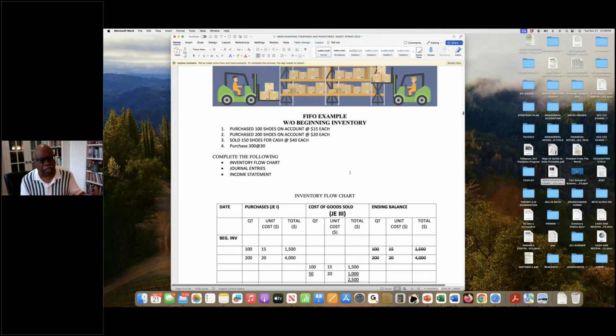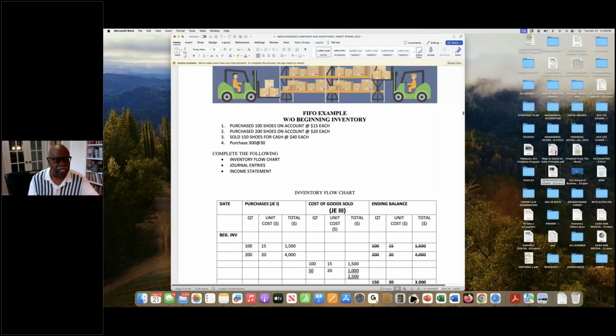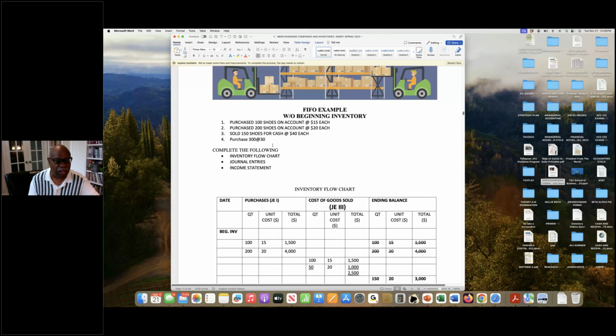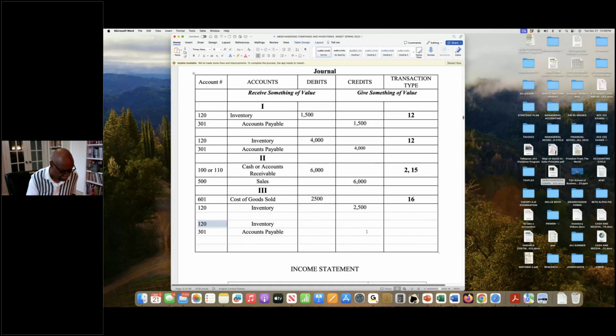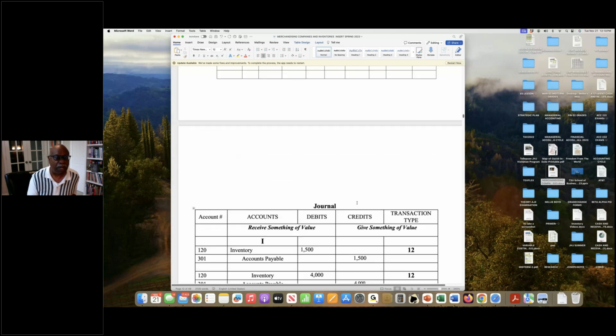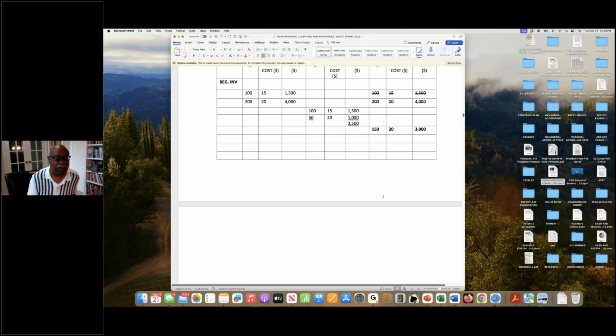So now, we run the shoe stores. We're continually buying and selling shoes. So we bought 300 at $30 each. So that's going to be an entry of what? 9,000. So we're going to debit inventory for 9,000 and credit accounts payable for 9,000. Then we're going to put that transaction on our inventory chart.